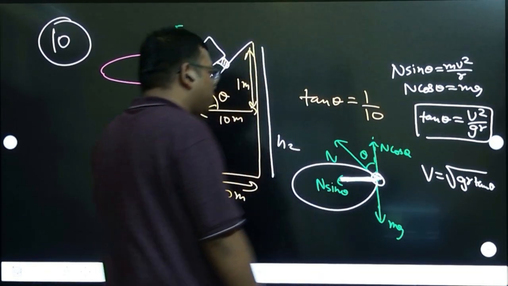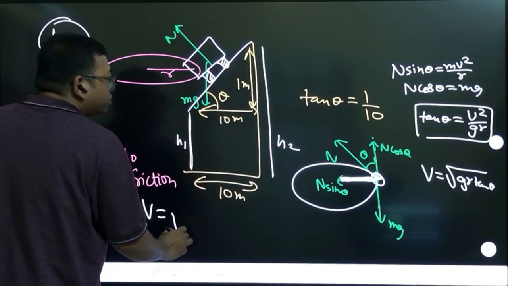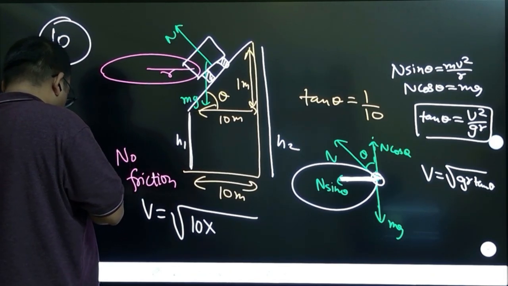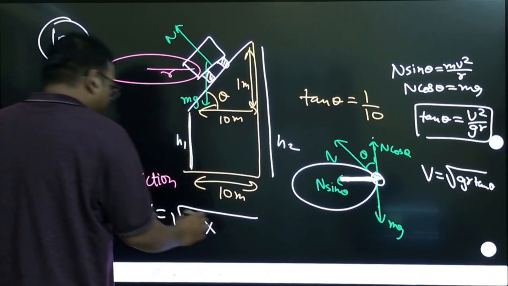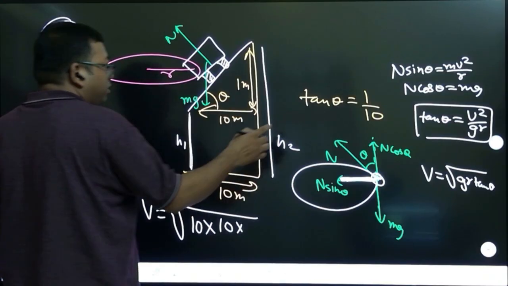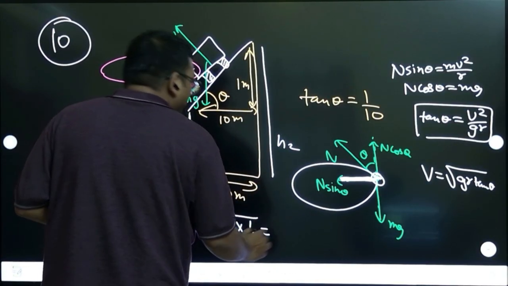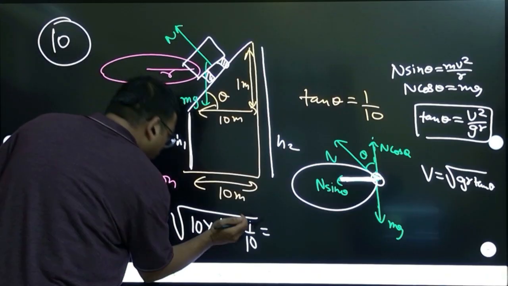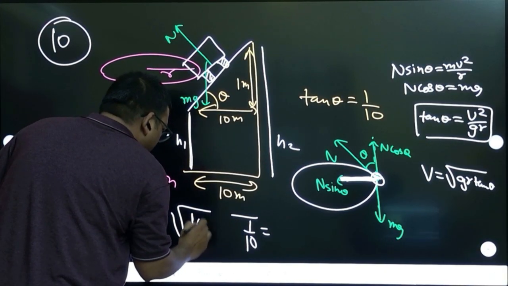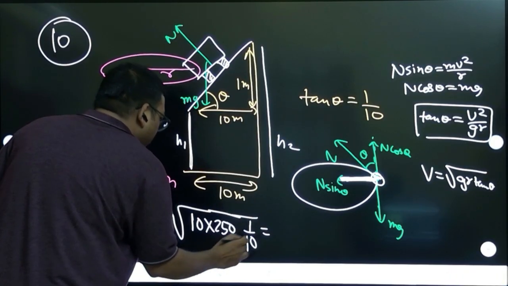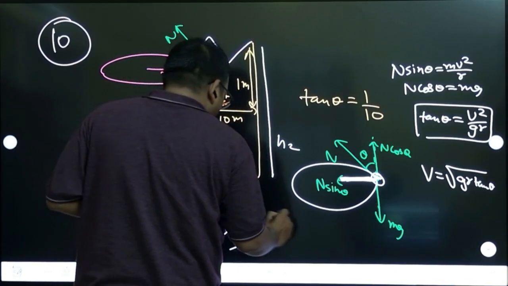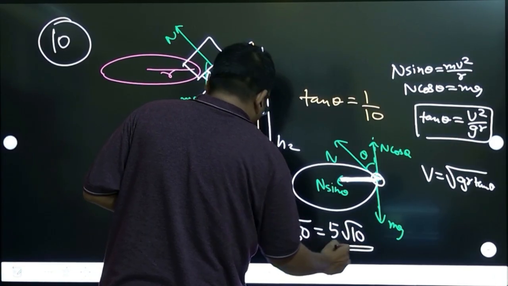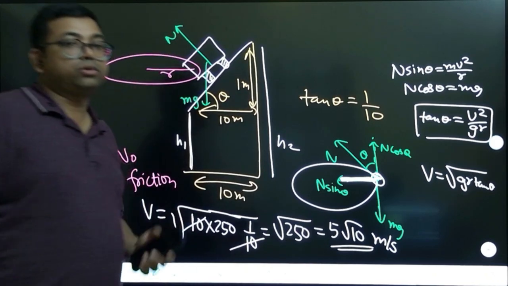Then you have to just substitute the values. So speed becomes root under g, which is 10, radius they have given in the question. What is the radius they have given in the question? 250 meters. And tan theta already we have calculated, 1 by 10, correct? So now you calculate. Radius is 250, they have given. So it cancels out, you get root under 250, that means it is 5 root 10, that is the speed in meter per second. Yes, now ask question.